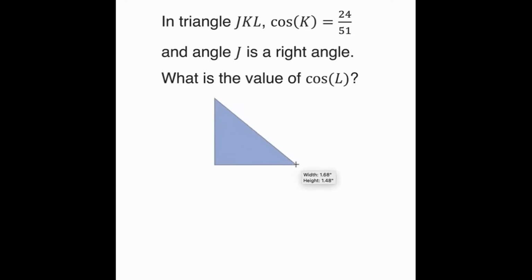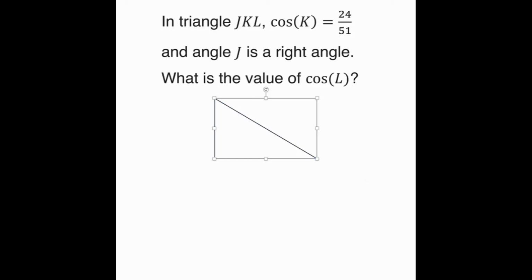In this situation, we're being told that J is the right angle of our triangle. So let's label that. The right angle here is J. The cosine of K, let's just call this K and this L. The cosine of K is 24/51.